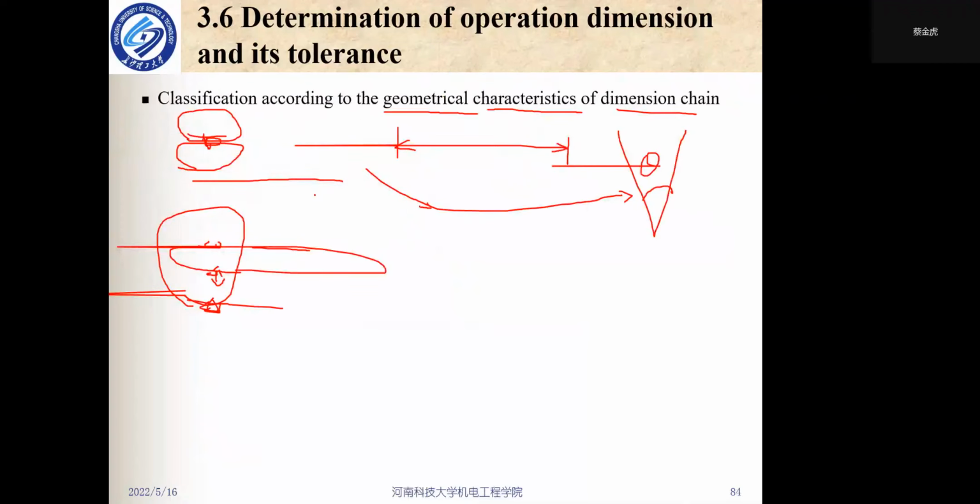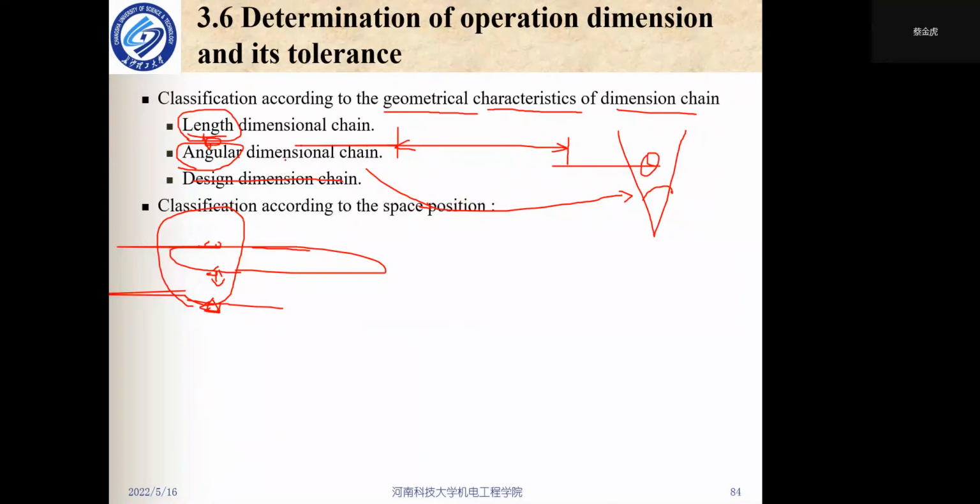And the second classification is according to the geometrical characteristics of dimension chain. The first one is the length dimension chain, where each dimension in the dimension chain is a measure of length, and the second is the angular dimension chain, where each dimension in the dimension chain is a measure of angle.